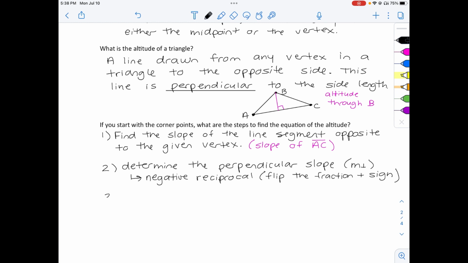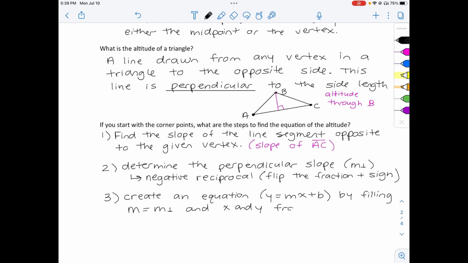Then you are going to create an equation. Again, it's an equation of a line, so it's going to be a y equals mx plus b equation. And in this case, you are filling in m as your perpendicular slope. Okay, so I'm going to say m is equal to perpendicular slope and x and y from the specified vertex.